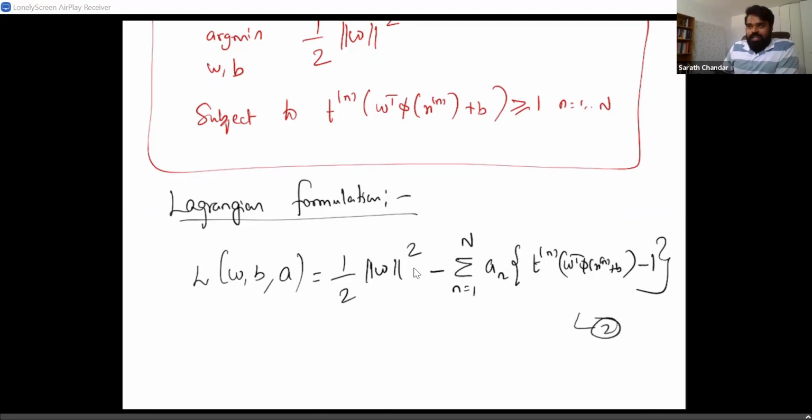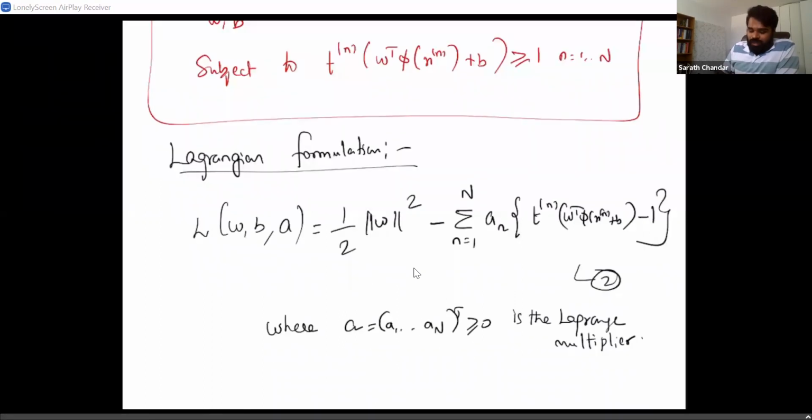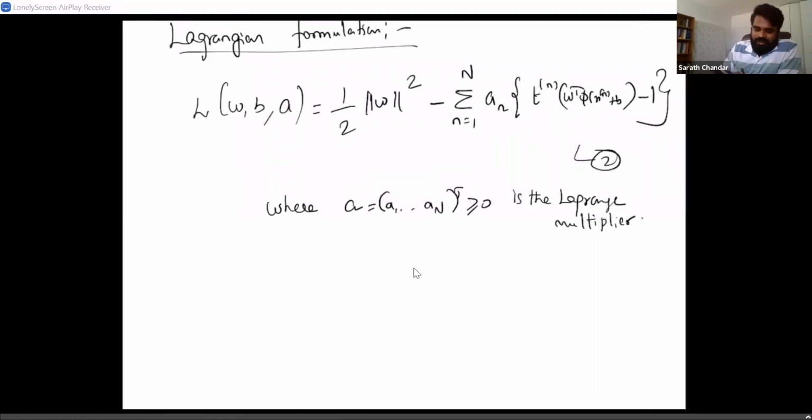We are going to use this again. Here A is equal to A1 to AN, and each is greater than or equal to 0. These are the Lagrange multipliers. Remember that there is a minus sign in front of the Lagrangian term because we want to minimize with respect to W and B, but maximize with respect to A. So the sign is important. Depending on what type of inequality constraint you have, the sign is going to change. In this case, we minimize with respect to W and B and maximize with respect to A, so this is going to be minus. Now this is my Lagrangian function, and this is what I want to minimize.